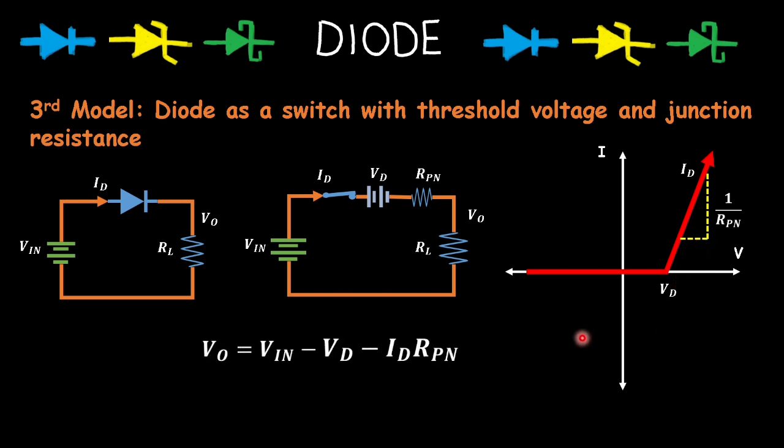In this case now, our output voltage will be represented as our V_in less the diode voltage drop less the voltage drop across the junction resistance. And our current I_D is equivalent to the input voltage less the diode drop divided by the total resistance, PN junction resistance plus the R load.